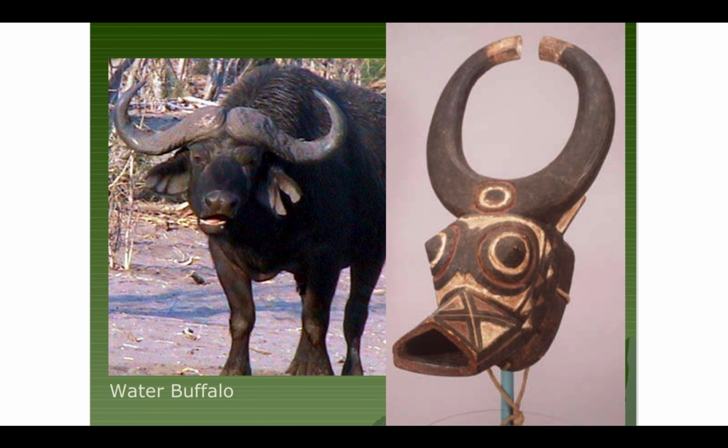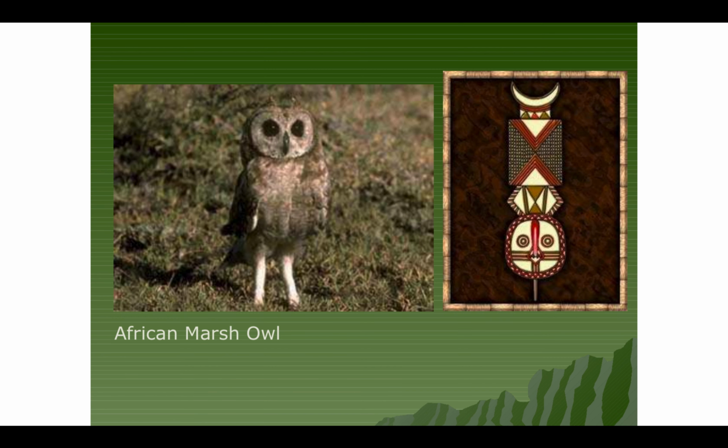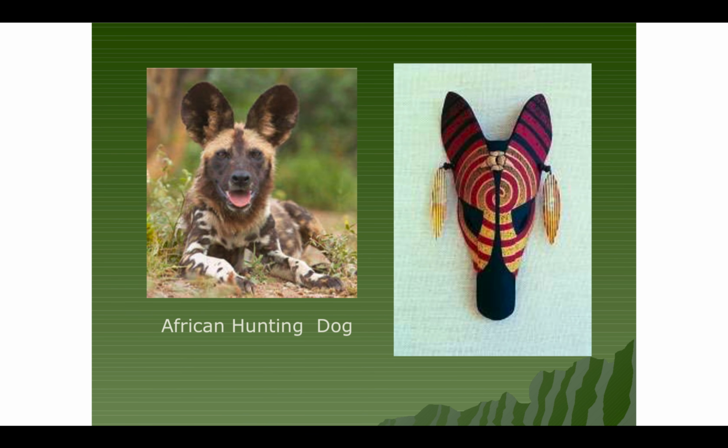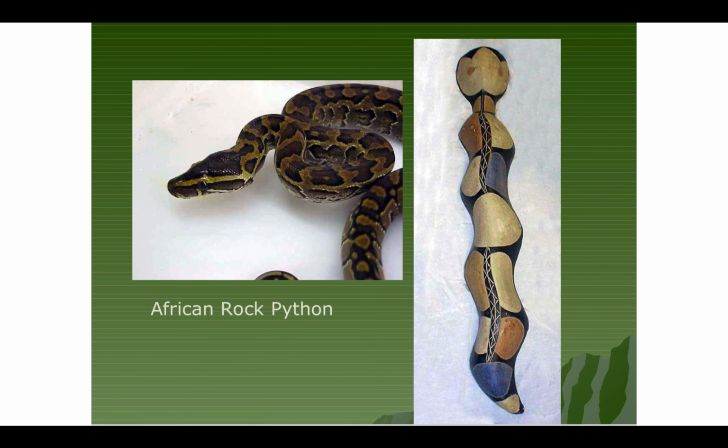A water buffalo, there's an example there too. An African marsh owl, and there's a digital example of a mask. An African elephant, you can see that this mask involved fibers or like yarn material. An African hunting dog, a python.